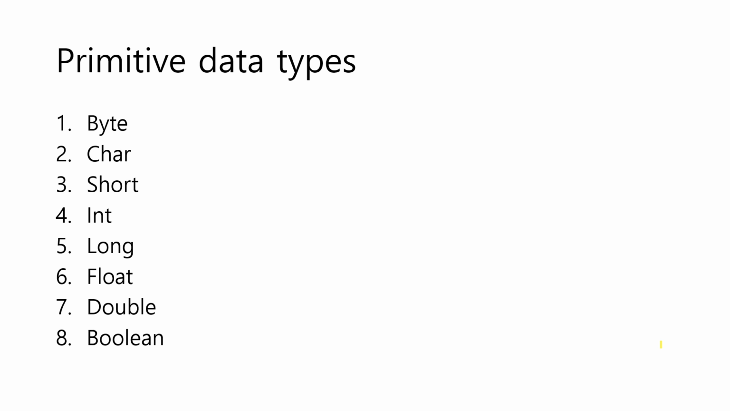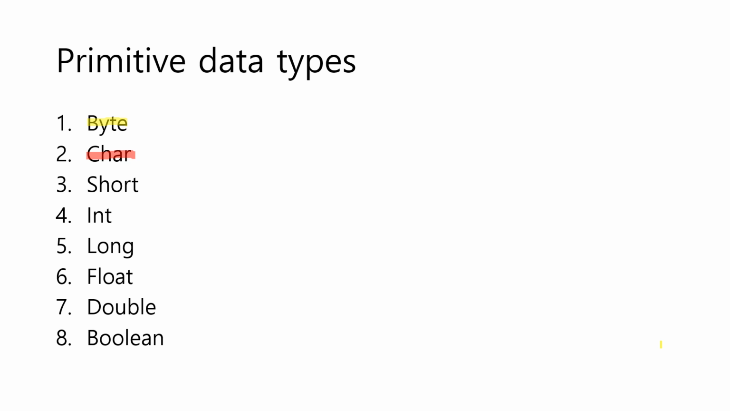The first one is the byte data type. Byte data type is for numbers. It ranges from -128 to 127, so it has a very limited range. It's not used very often in FTC, but it's still good to know. The next data type is the character data type, char. It is for holding a single Unicode character, which means it can hold values like A, B, or C.